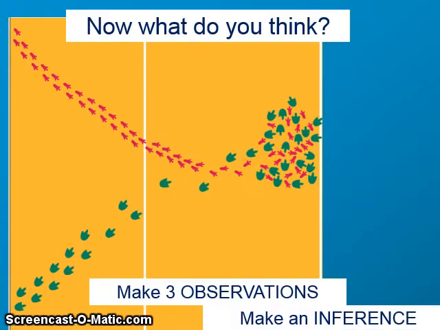Now what do you think? Okay, make 3 observations, write them down on the paper, and then in the box that says frame 2, you're writing an inference, making an inference. And remember, your inference is not a prediction. It is what you see, making a statement about what you see in the picture. Pause the video so you have time to write down your observations and your inference.